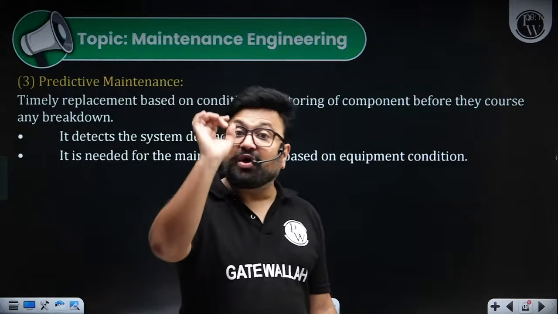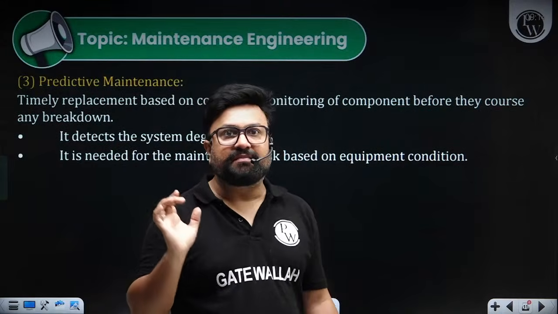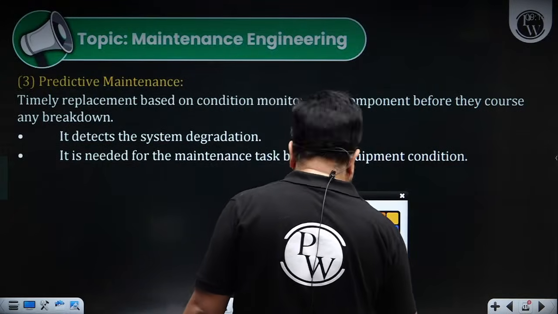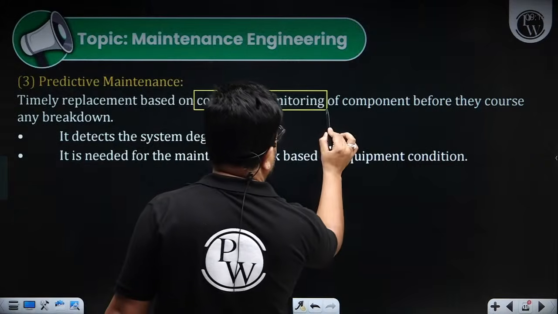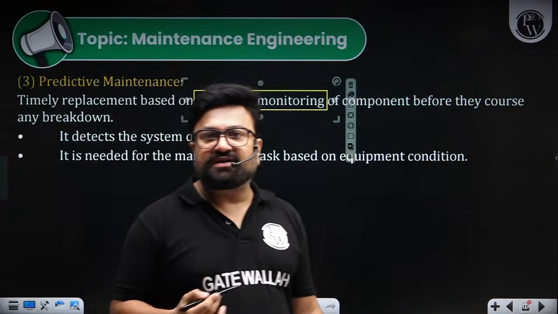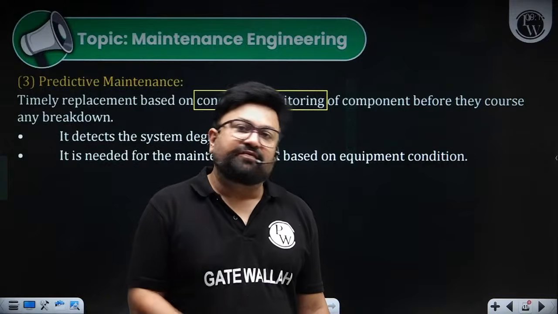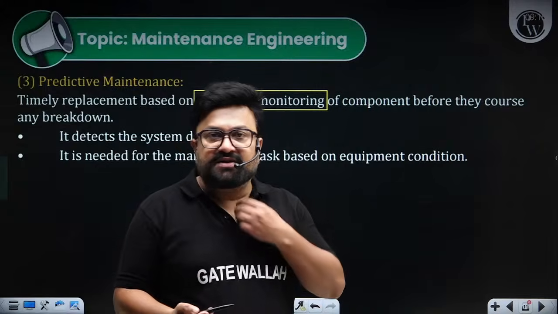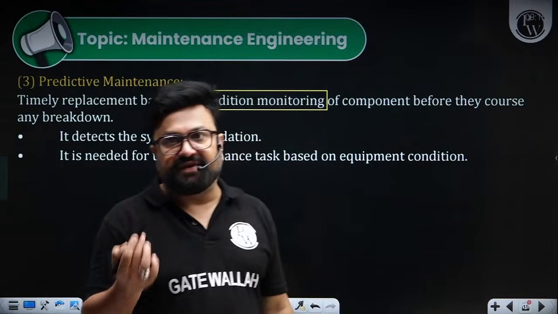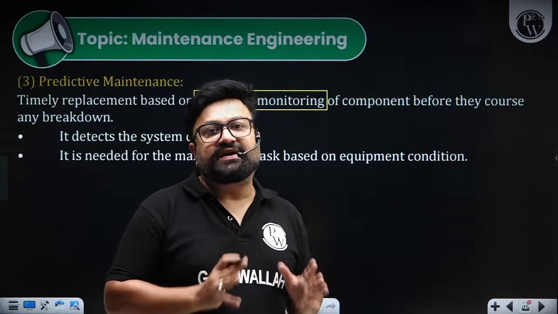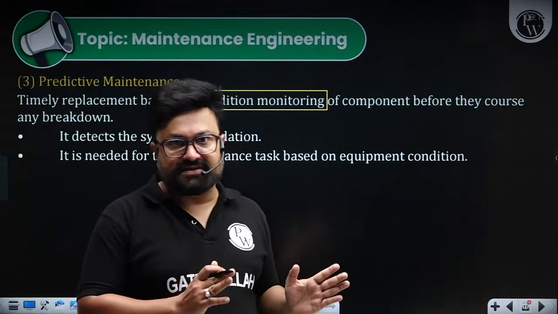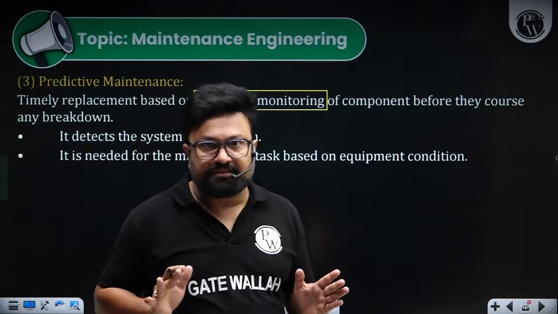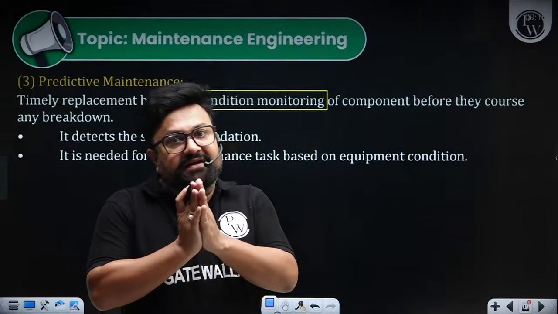So, timely replacement based on condition monitoring means you are watching the condition, and condition could be anything. Suppose the component of a machine produces a lot of noise. Suppose the machine's temperature unnecessarily increases. Suppose the machine part produces unnecessary vibration. So on the basis of condition, you provide the maintenance to avoid the total breakdown. Okay, so it detects the system degradation, right?